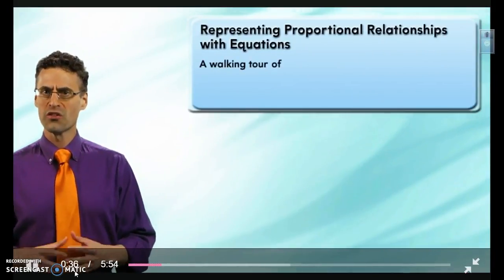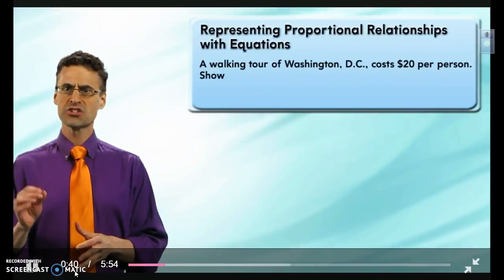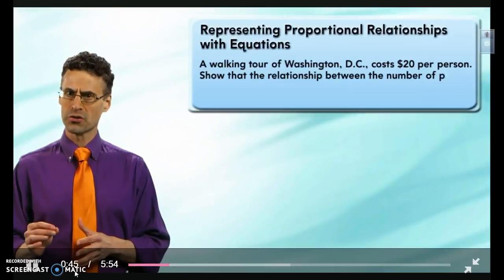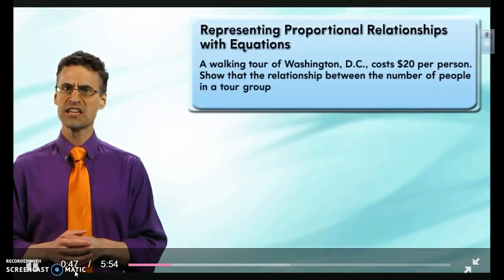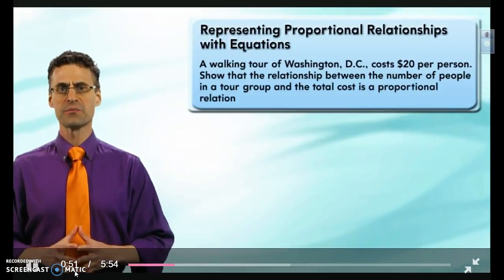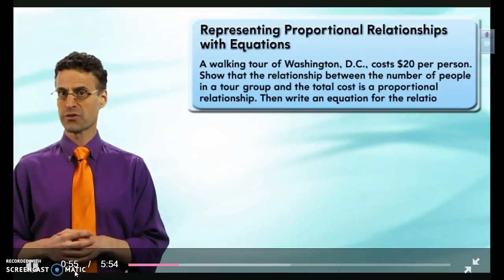A walking tour of Washington, D.C. costs $20 per person. Let's show that the relationship between the number of people in a tour group and the total cost is a proportional relationship. So we want to verify something's a proportional relationship, and then see if we can write an equation for that relationship.